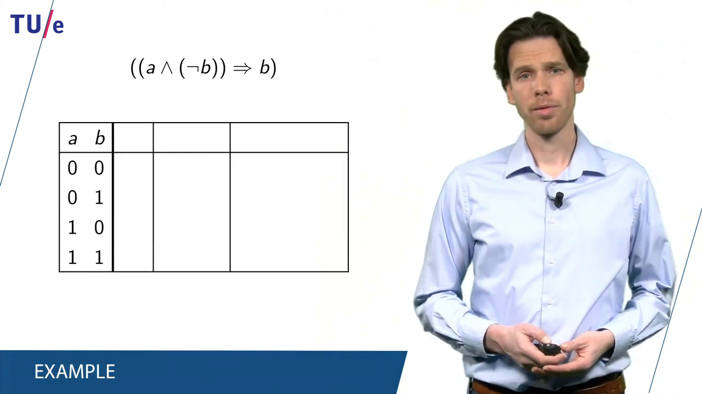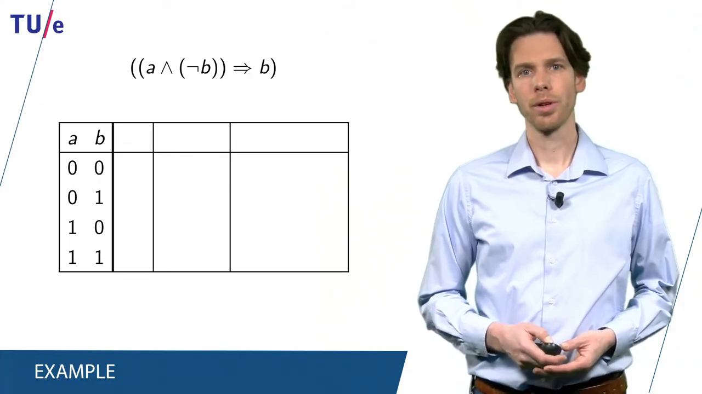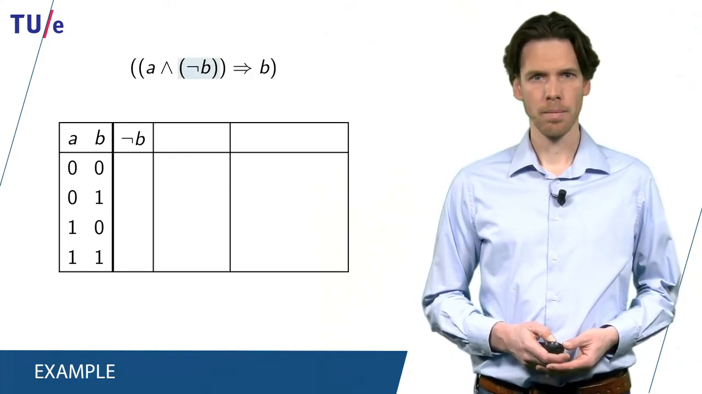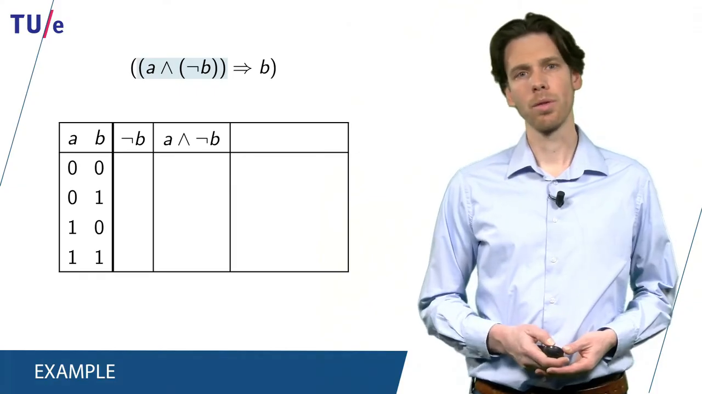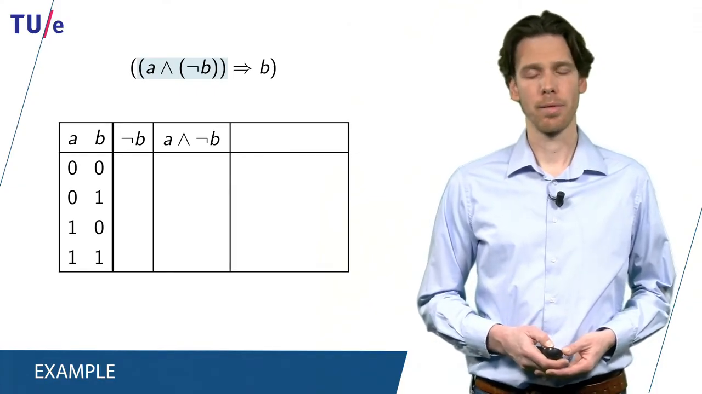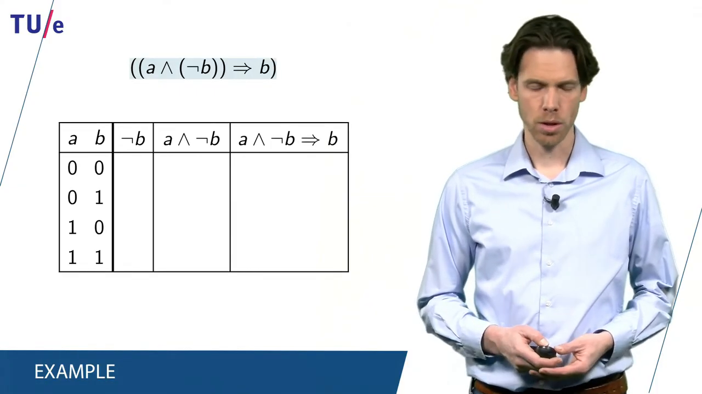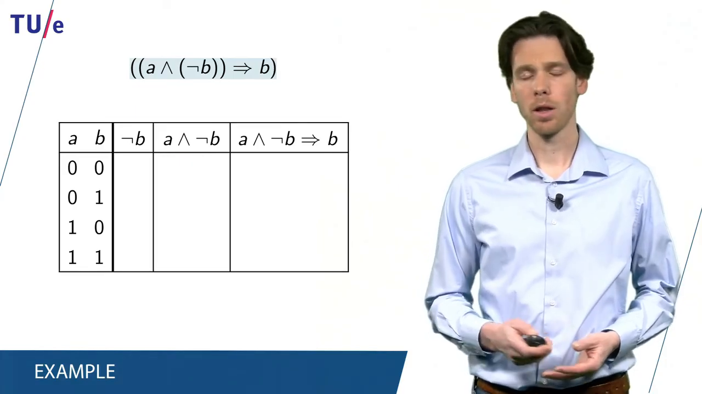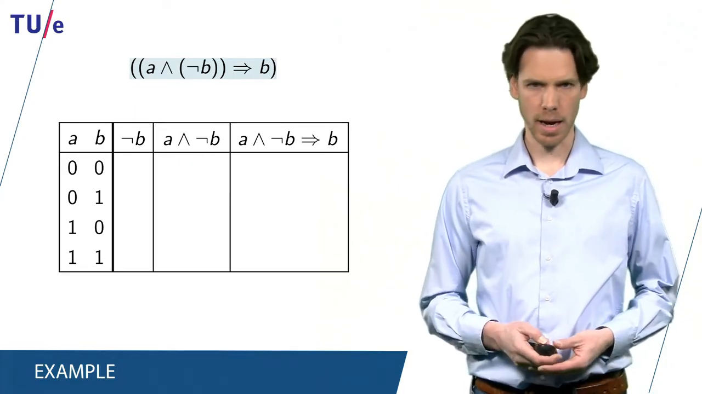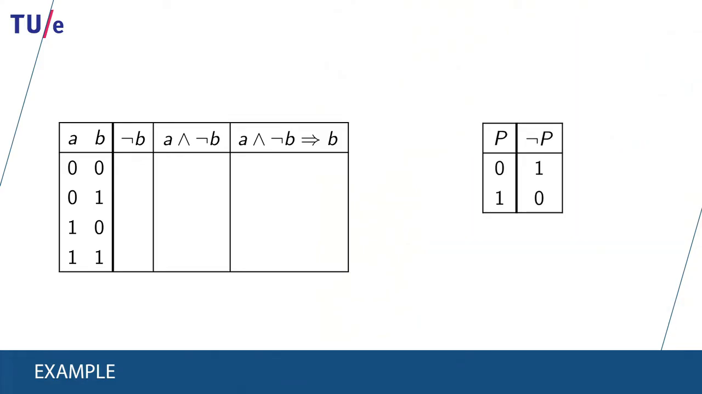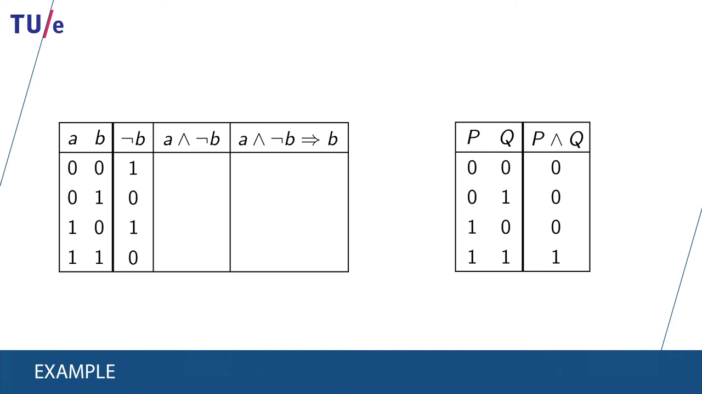To compute a truth table for this abstract proposition, we should first compute truth values for not B. Then we should compute truth values for A and not B. And finally, we can compute truth values for the entire abstract proposition. In other words, we always work inside out. According to the truth table for negation, to find appropriate truth values for not B, we should invert the truth values for B.